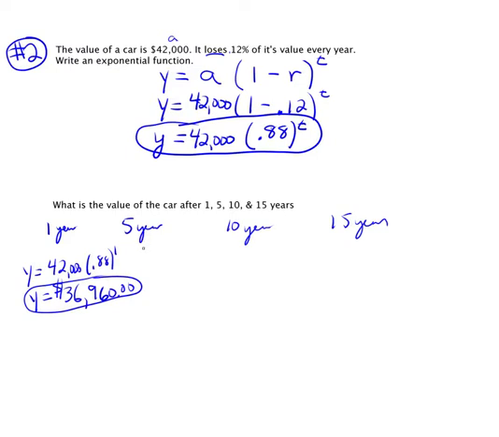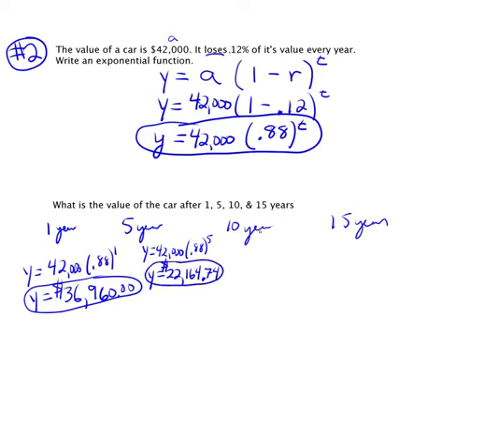In 5 years, we have y equals 42,000 times 0.88 to the 5th power. And when we type that 0.88 caret, or to the power of 5, and then multiply it by 42,000, we get $22,164.74. Oh, yes, I need to put my dollar sign here to label it.